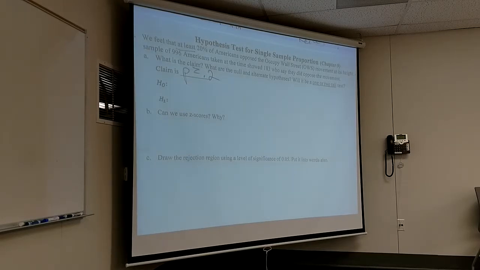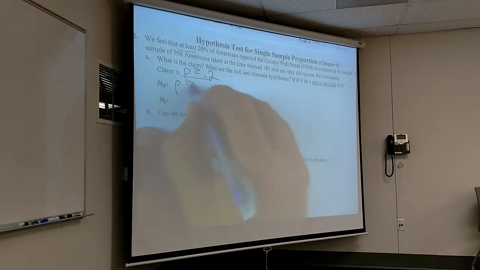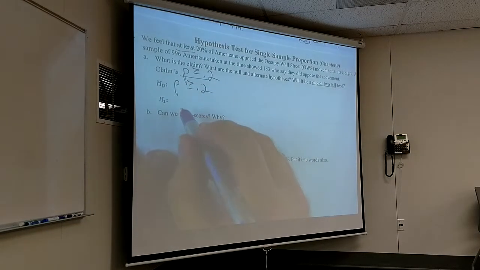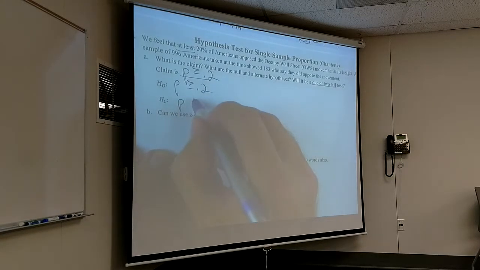So where does that go? H0 or H1? Does it have an equal sign in it? Yes. Where's the equal sign always go? H0. So H1 is going to be less than 0.2.